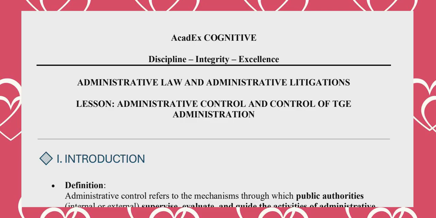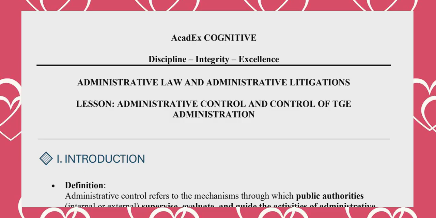That means you have to understand what administrative control and control of the administration is, and then after that we are going to look at the types of administrative control that exist. Under that, we are going to see that there are two types of administrative control, which include direct control, otherwise known as hierarchical control, and external control. Under external control, we'll look at judicial control, parliamentary control, and control by civil society.